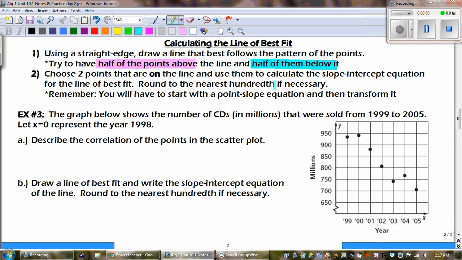Okay, choose 2 points that are on the line and use them to calculate the slope equation of the line of best fit. And then if we need to, we're going to round to the nearest hundredth if necessary. That's the second decimal. Okay? So in class, we used some sort of tracing paper to try to draw a line that best represented the graph right here. Okay? So what I want you to do is see if you can draw a line. Go ahead and pause the video and good luck.